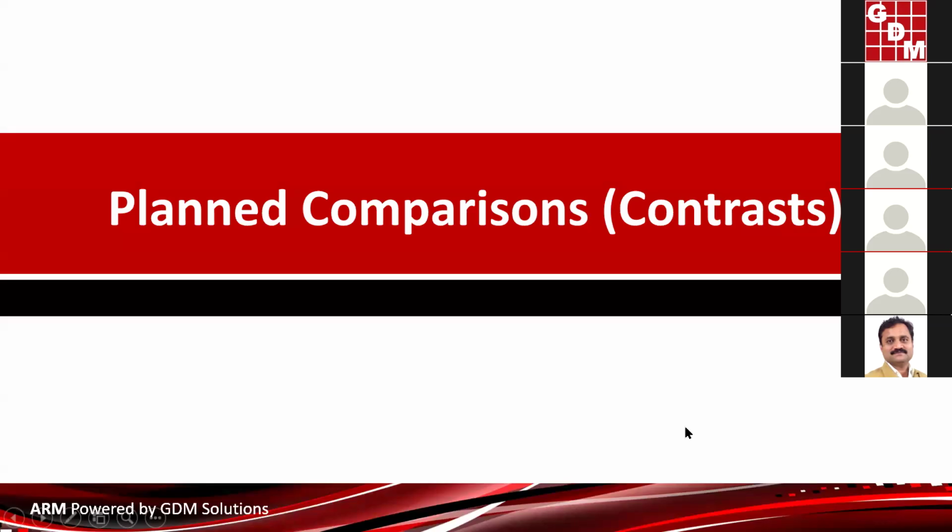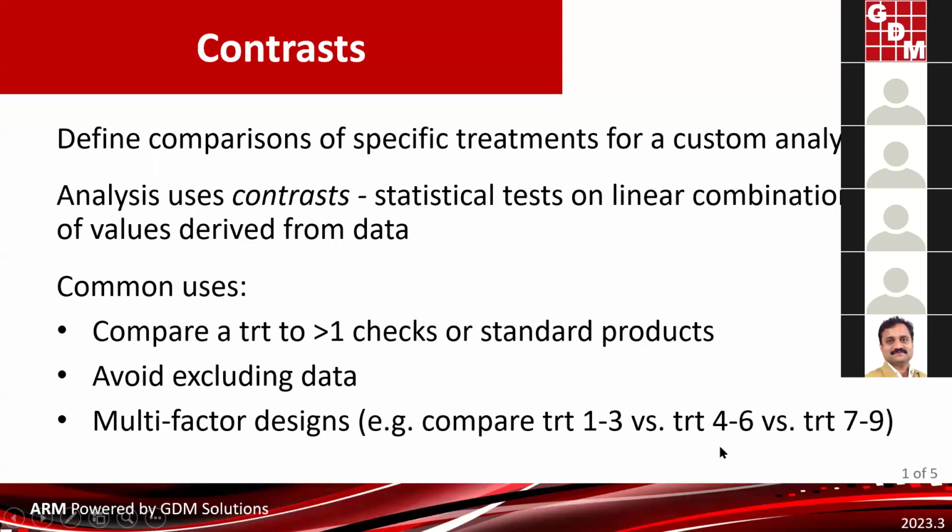And first up is the planned comparisons function. You may also have heard of contrasts, on the more statistical side of things, which would be another term that matches this same idea. Our overall goal for a planned comparison is that we can define a comparison of specific treatments within our trial. So we're really creating a custom analysis in some regards with this functionality.